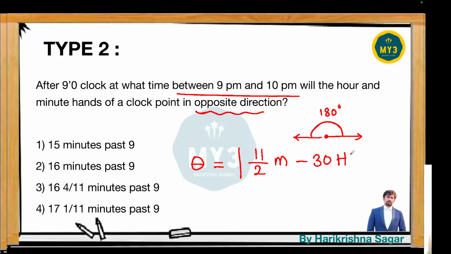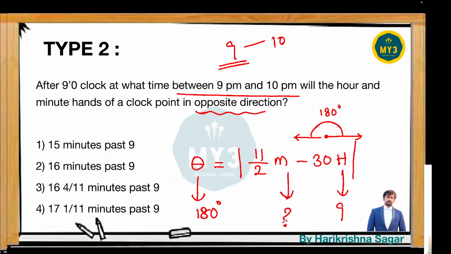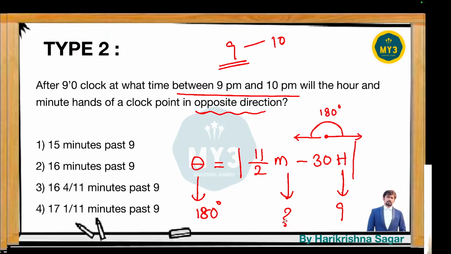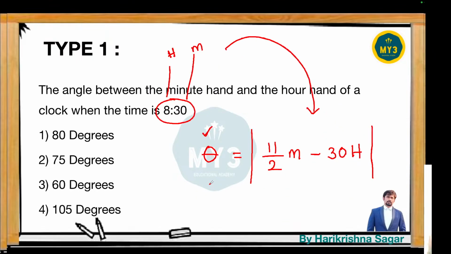But what is the difference between type 1 and type 2 is, here it is 9 o'clock to 10 o'clock, that means the hours, and they gave it as 9, and the angle is given as 180, that means the theta value is given as 180, and our task is we need to find out the m value. That's the only difference. So whatever the type, in this question they gave the h value and the theta value, and you need to find out this value.